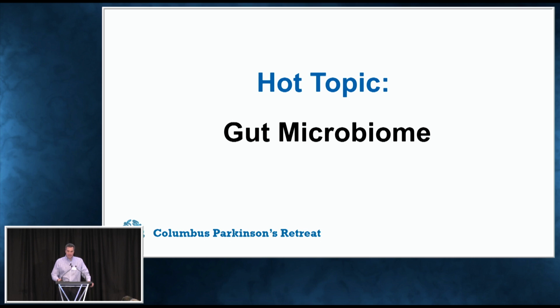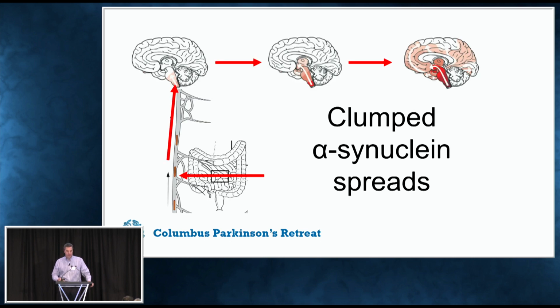One more hot topic, the gut microbiome. As I said before, there is evidence that these clumped alpha-synuclein molecules are actually in the gut, and there is thought and evidence that these alpha-synuclein clumped particles can actually spread via nerves up into the brain stem. And so a question is, does Parkinson's disease in some people actually start in the gut and then spread to the brain and then spread through the brain?